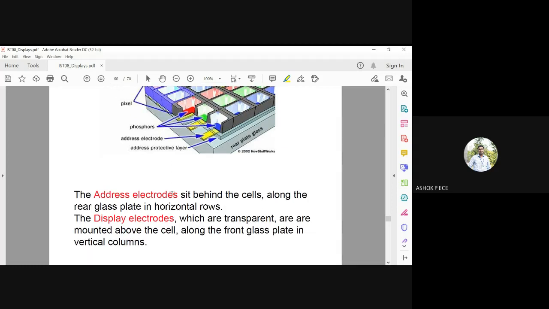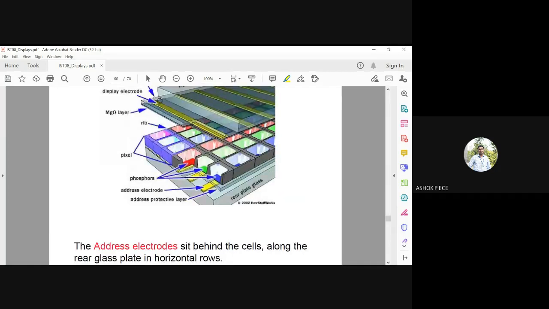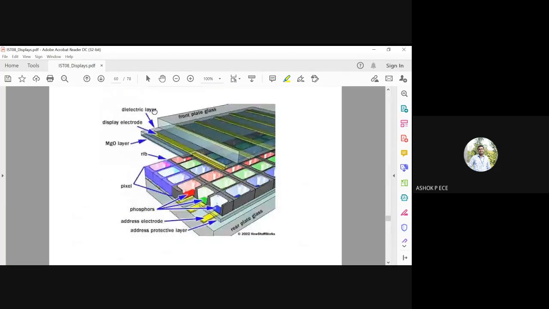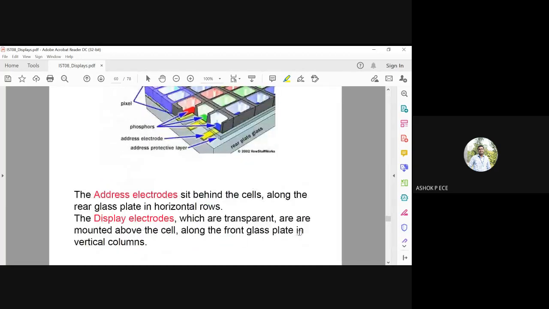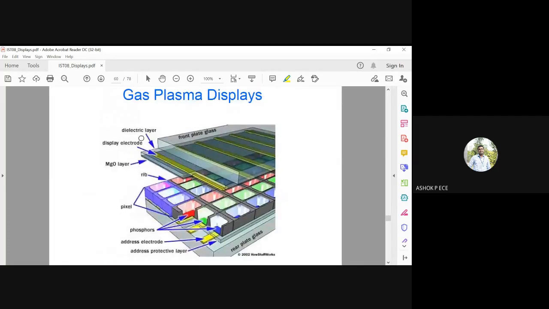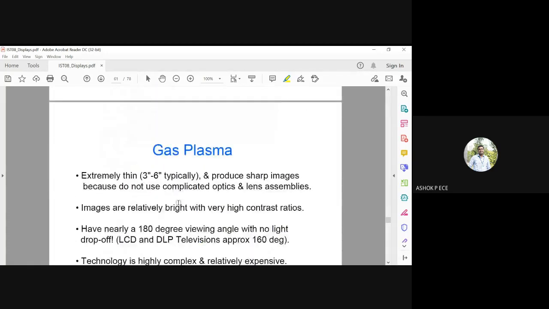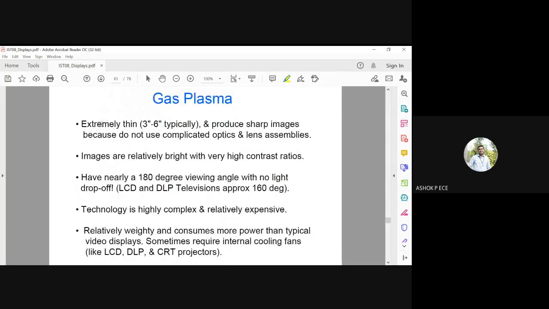The display electrodes, which are transparent, are mounted above the cell along the front glass plate in vertical columns. You see the display electrode is mounted below the front glass plate, along the front glass plate in the vertical column. So display electrode will be below the front glass plate, and address electrode will be above the rear glass plate. They are extremely thin, 3 to 6 inches typically, and produce sharp images because they do not use complicated optics and lens assemblies.